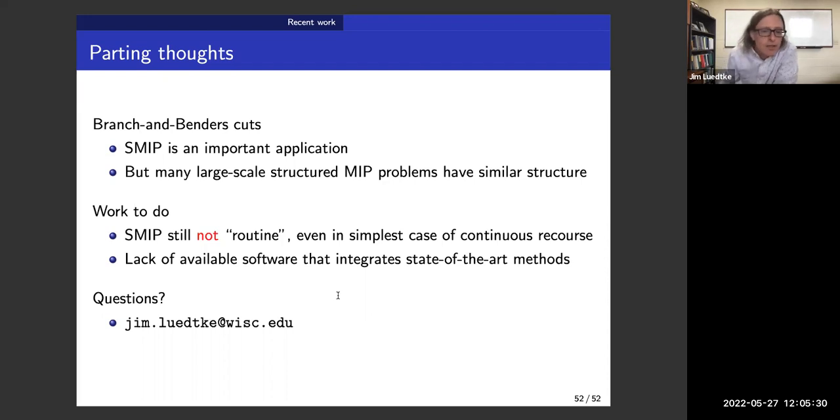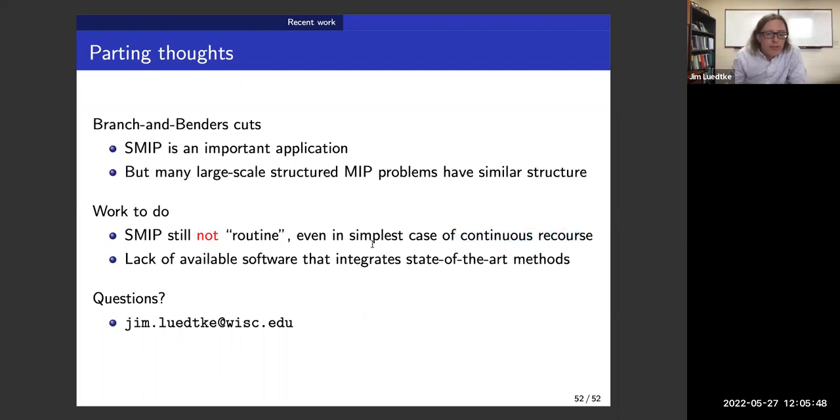I would say that for these types of problems there's still work to do in terms of research. I think it's an exciting research area. Solving these stochastic integer programming problems is still not routine, like we might say integer programming problems are routine. And even in the case of continuous recourse, there's still work to do, I'd say.